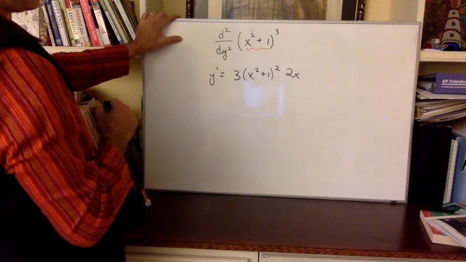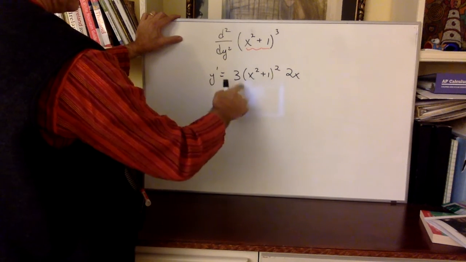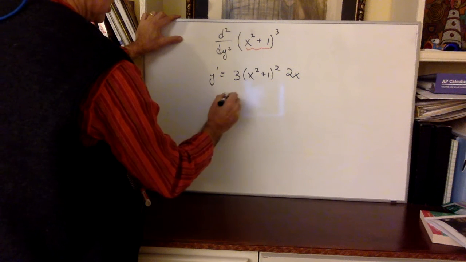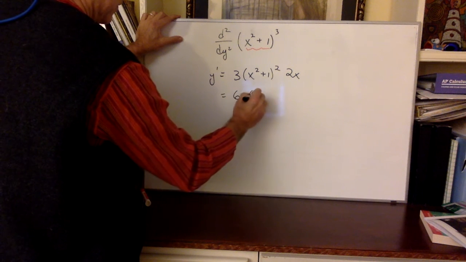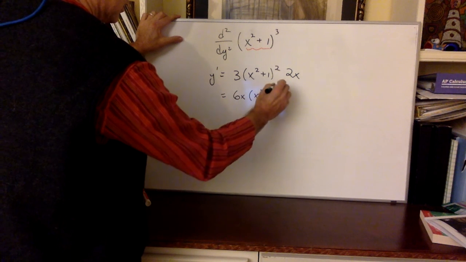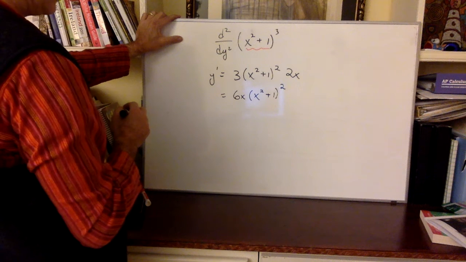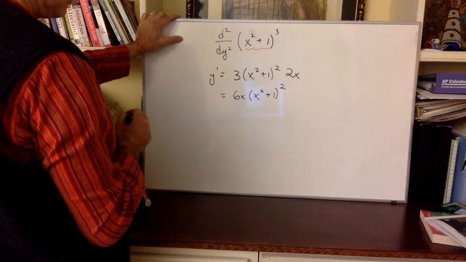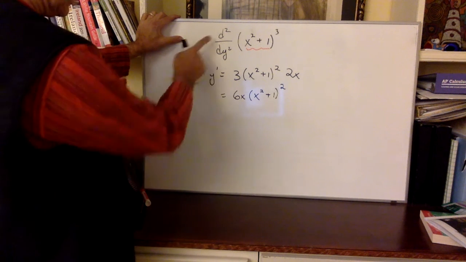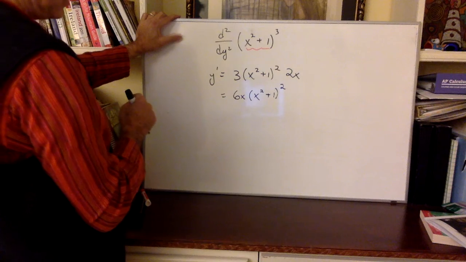Bam. Okay. So I'm going to clean that up slightly because I have a 3 and a 2x there. That's just 6x plus 1 quantity squared. Okay. Now I have to take the derivative again because I need the second derivative.